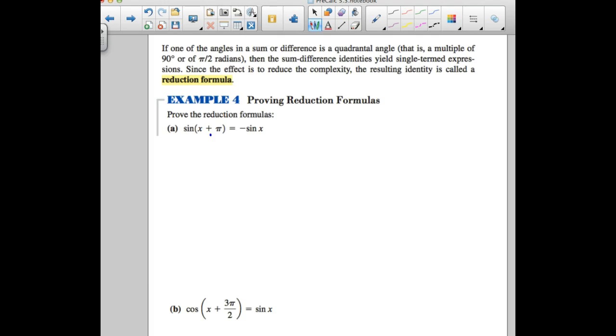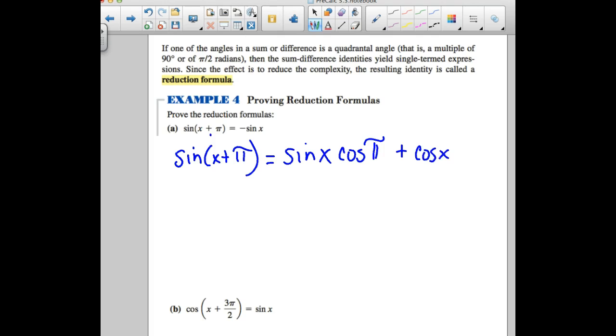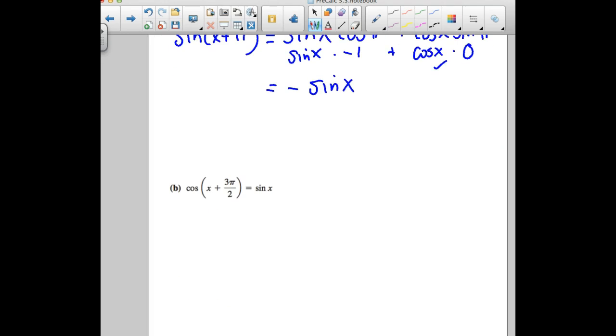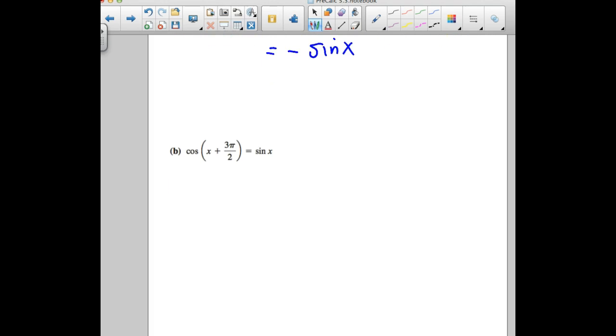So let's go through our sine of a sum. Okay, the sine of a sum is the sine of the first one times the cosine of the second one. Okay, and the sign stays the same. And then we have the cosine of x and the sine of our second one, pi. All right, and again, looking at pi over here, our coordinates are -1, 0. So the cosine is -1 and the sine is 0. All right, so this drops out and we end up with negative sine x, which is what we were trying to prove. Okay, so I want you to try that with this one. Go ahead and pause the video and turn it back on when you are done.